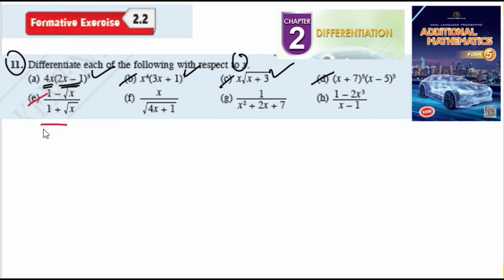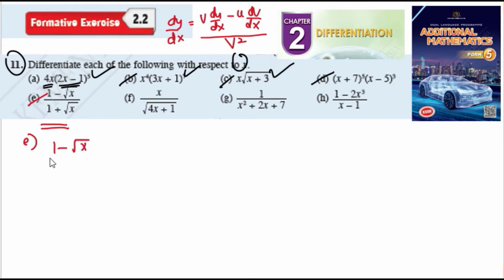So E, we can see this is division, so we have to use the quotient rule, where when we have division, dy over dx is equal to v du over dx minus u dv over dx, divided by v squared. So same like before, we have to find what is u, v, du over dx and dv over dx. So E, 1 minus cube root of x over 1 plus cube root of x. So 1 minus x to the power of half divided by 1 plus x to the power of half. This is u and this one is v.